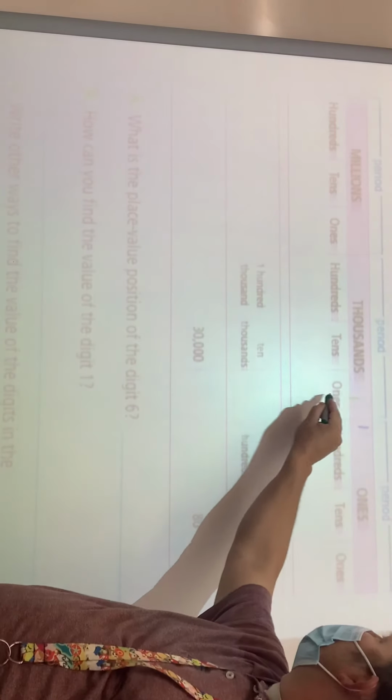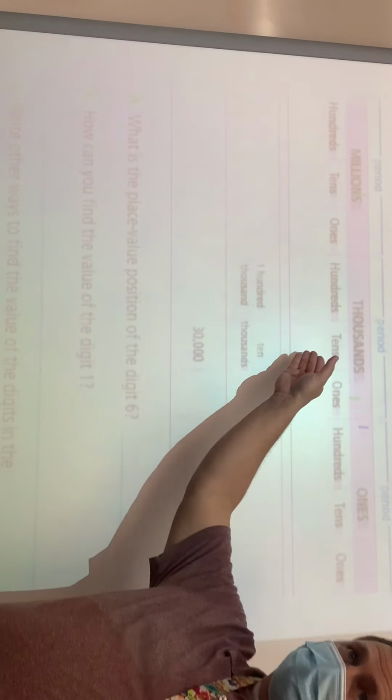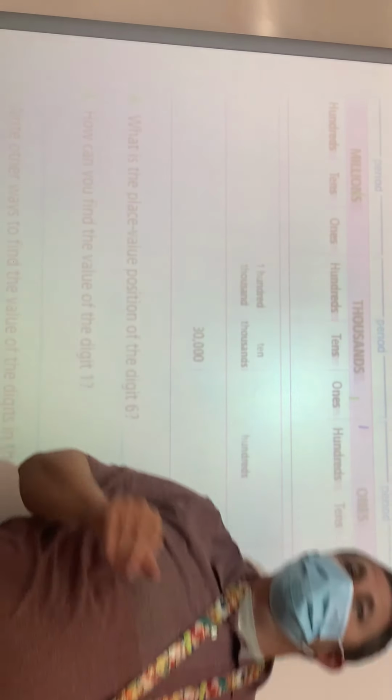So guys, the thousands is represented by a comma. The millions is represented by a comma, right? Okay, now let's go ahead and look at each period and see what they have. In each period, Gabe, you ready? Here we go. They have ones, tens, hundreds, ones, tens, hundreds, ones, tens.